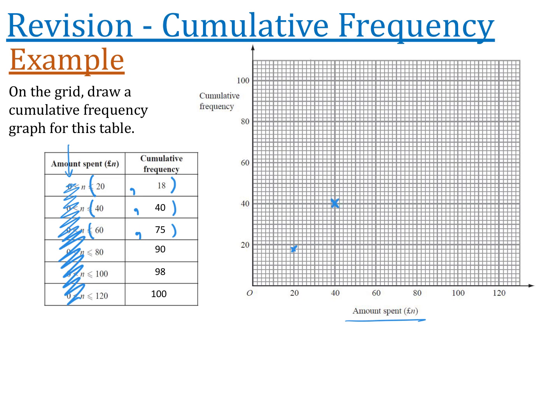And then the next one is 60 across and 75 up. So that point right there is 70, so about halfway. And then 80 across and 90 up, 100 across and 98 up, and 120 across and 100 up.